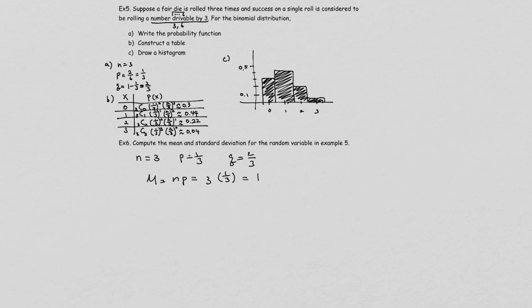And if we want to get the standard deviation of a binomial distribution, it is going to be the square root of n times p times q, which is going to be the square root of 3 times 1/3 times 2/3, which gives you close to 0.82. So don't forget how to find the mean and standard deviation of binomial distributions. So these are the formulas.